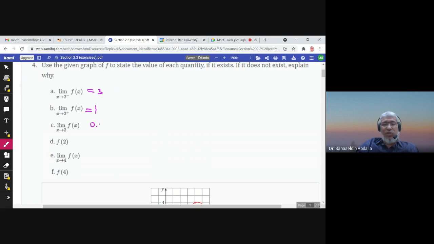Does not exist, because the limit from the right is not equal to the limit from the left. Okay, since the limit of f of x when x approaches 2 from the left is not equal to the limit of f of x when x approaches 2 from the right.